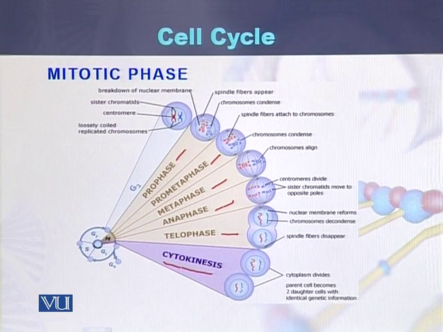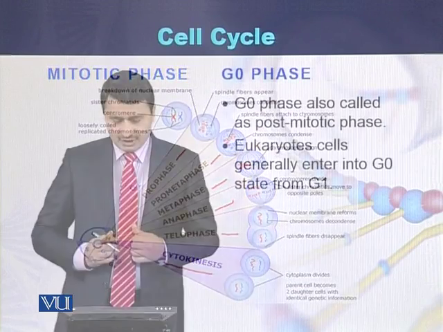One is interphase, where the cell gets the nutrients, performs the replication of the DNA or the genetic material, and enlarges so that it becomes ready for division. While the second phase is called mitotic phase. In mitotic phase, a single cell divides into two daughter cells.